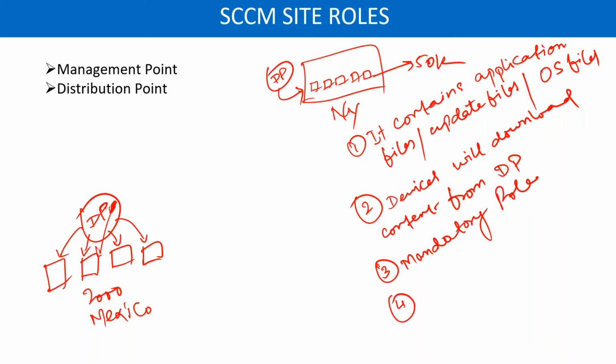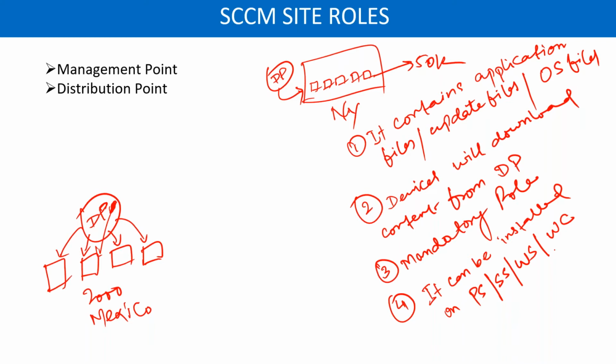Point number 4, where can you install this? It can be installed on the primary site. You can install this on a secondary site. You can install this on any separate Windows server, or any other Windows client computer. Client means Windows 10. You can install this on Windows 7 or Windows 10 as well.